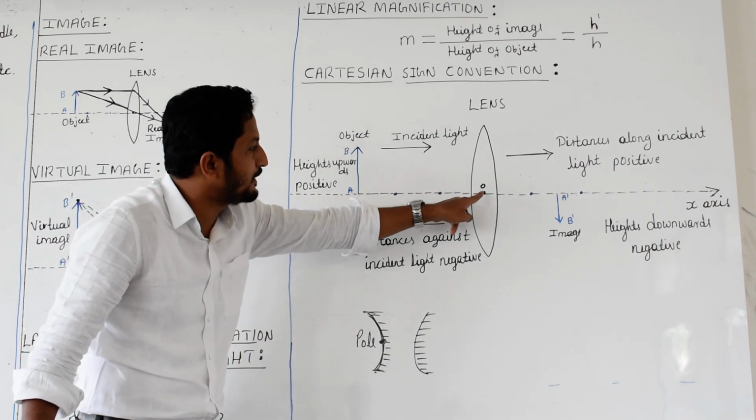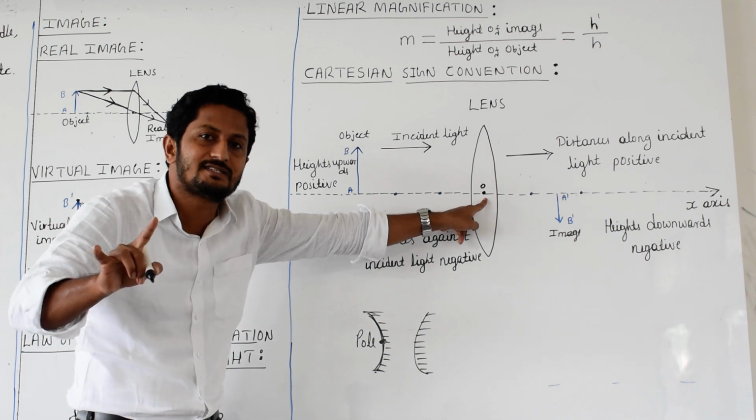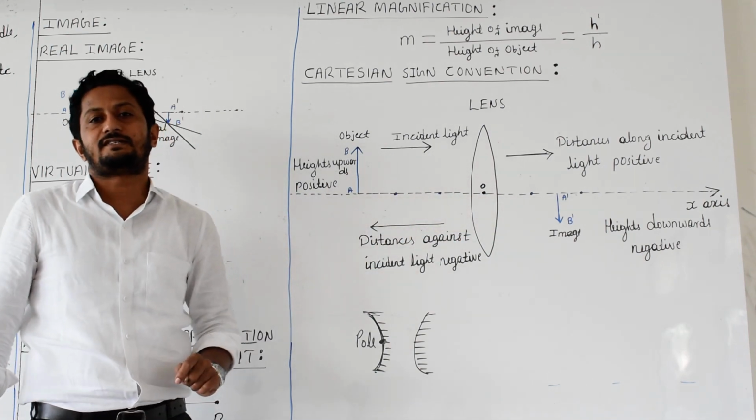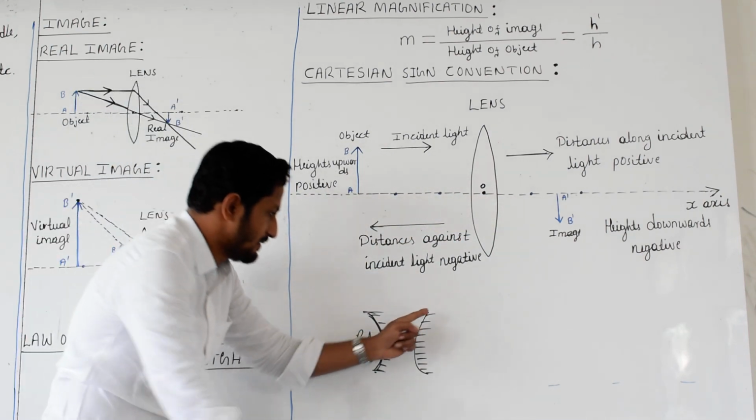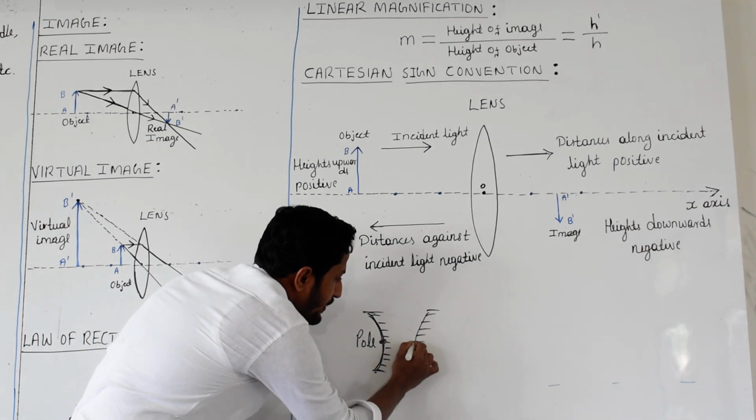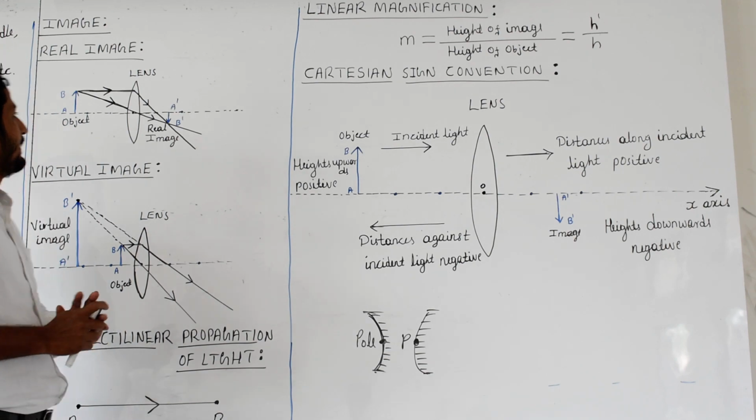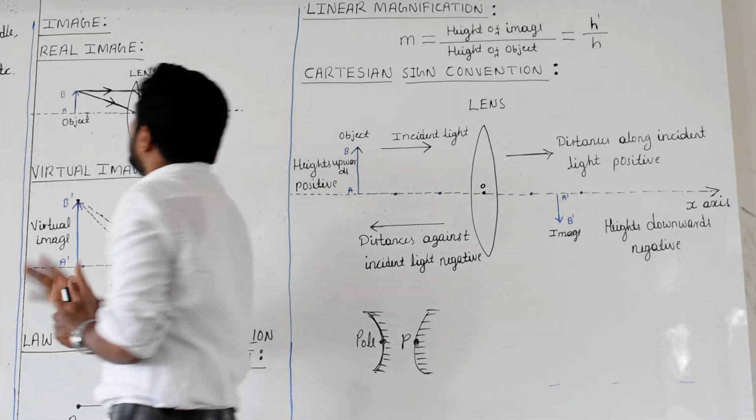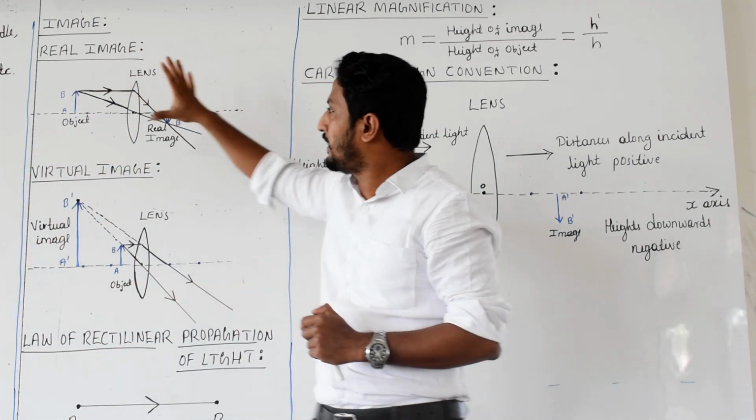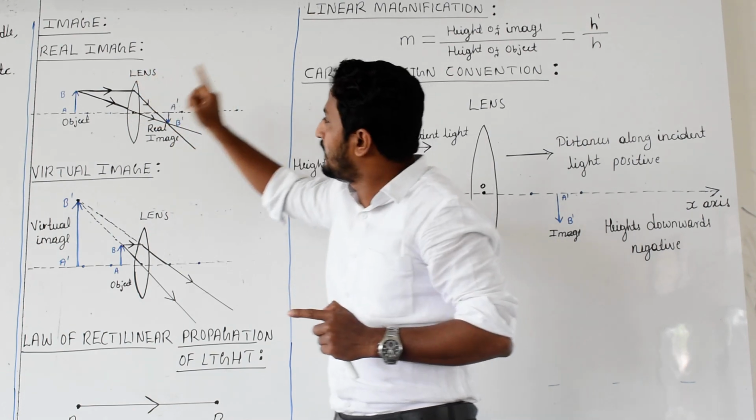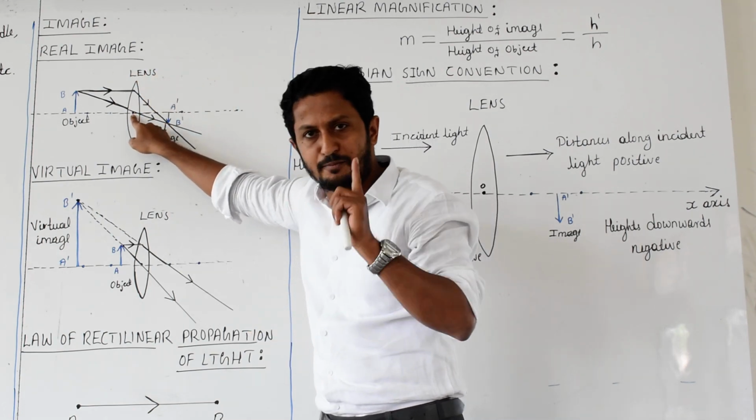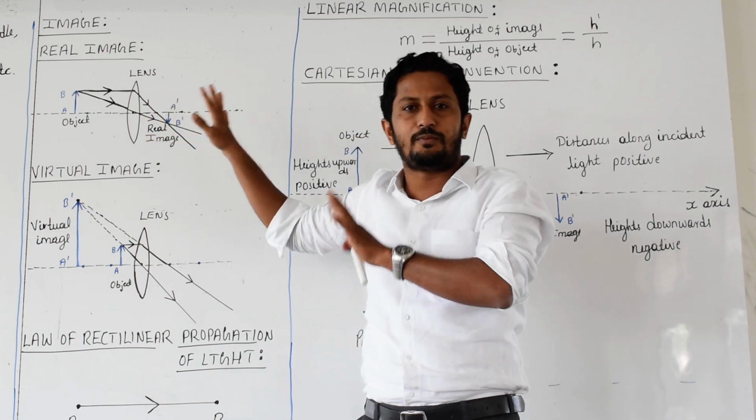The geometrical midpoint of a lens is called the optical center. Have you understood? Here also, from here to here, the midpoint is here. This is P. See here, what I want to say. In this section, real image, here I have taken a lens. Here this geometrical midpoint is its optical center.